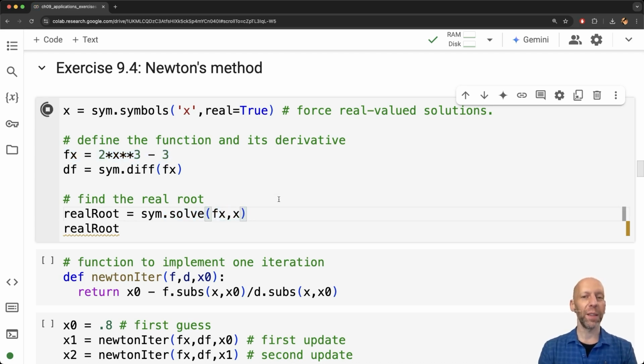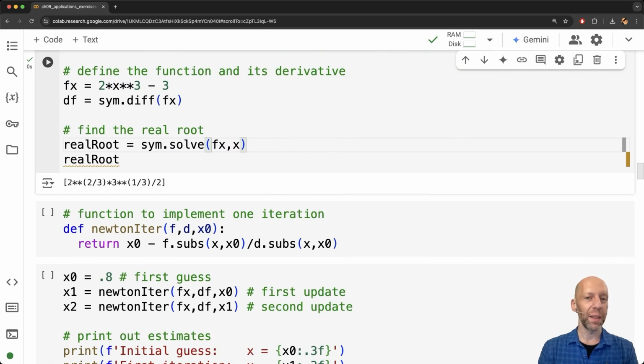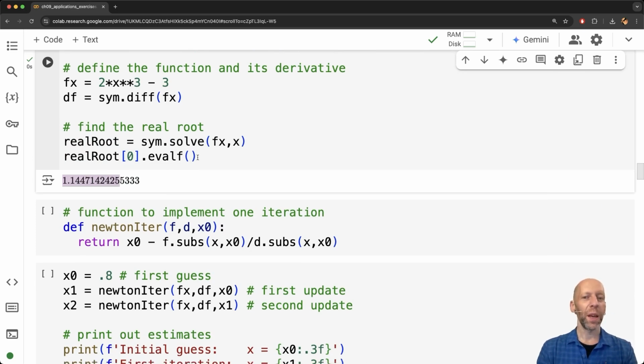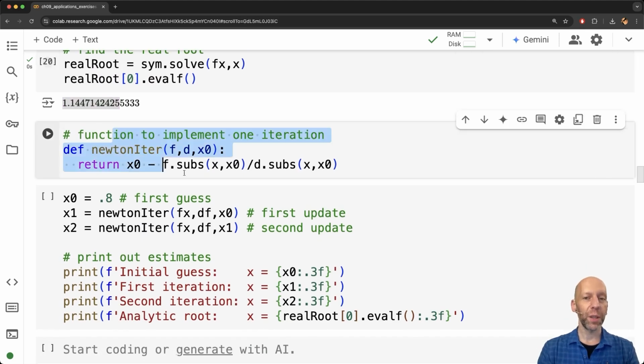Okay, and then we find that the real root is 2 to the power of blah, blah, blah. Let's see, I can eval f. Okay, so the real root is 1.14 and so on. Okay, so now here is the Python function to implement 1 iteration of Newton's method.